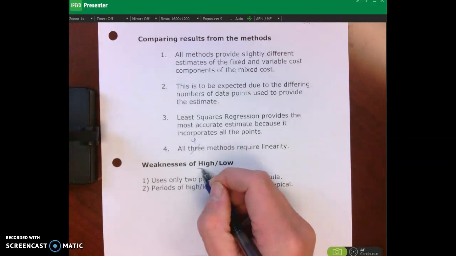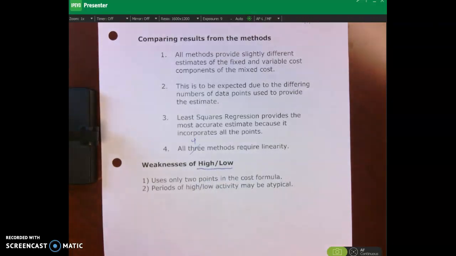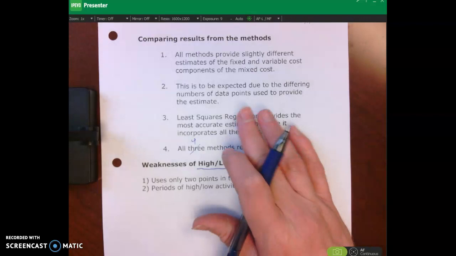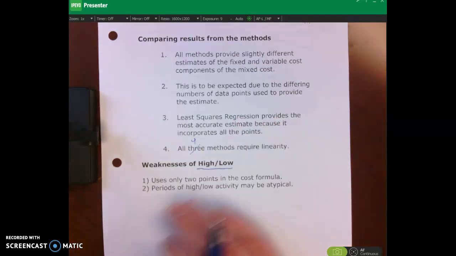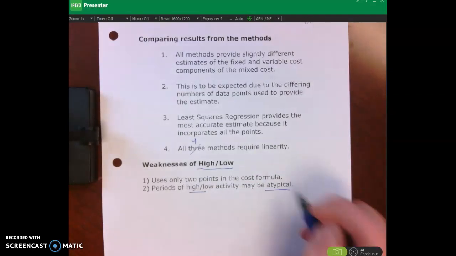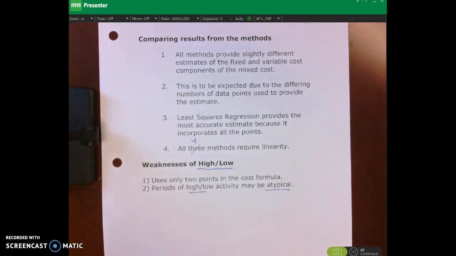Now, the problem with the high-low, right, is that it only uses 2 data points, versus regression uses all the data points. High-low only uses 2 data points, and the other problem with high-low is the 2 data points that it uses are the high and the low, which are atypical. So you're using the high and the low, which are the atypical data points, to estimate an average slope or an average variable cost per unit. So it doesn't really make very much sense. Okay, so those are some criticisms of the high-low.